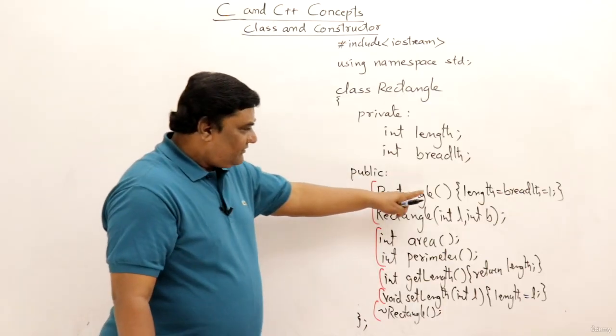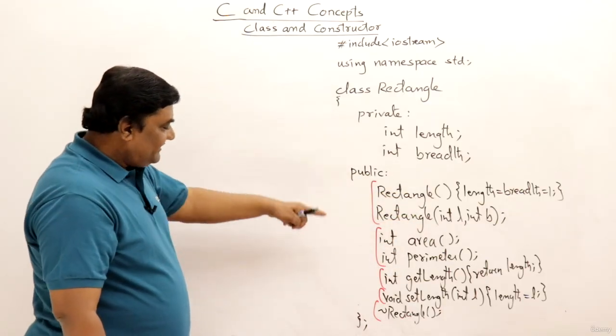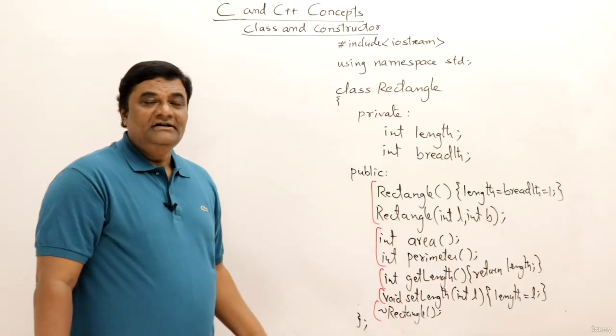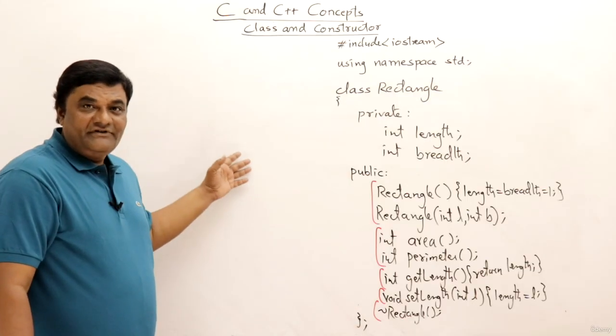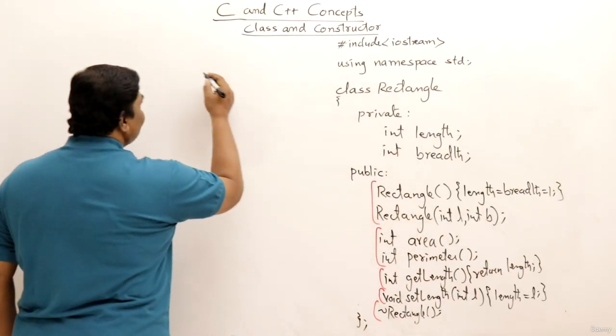Now this is already implemented. These three functions I have to implement. So I implement them outside the class. So after this I have to write them. Here I will write down those functions. Let us write the first function, that is the constructor, the parameterized constructor.